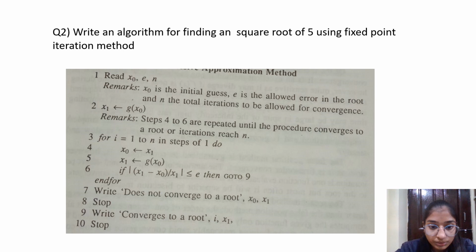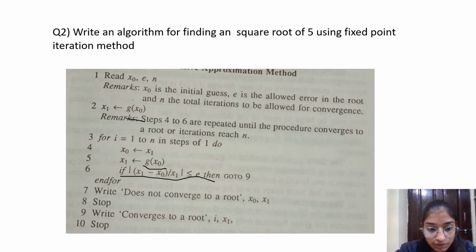In the third step, we initialize a for loop from 1 up to n, incremented by 1. In the fourth step, we assign x1 to x0. Then we assign g of x0 to x1, and we check this condition.